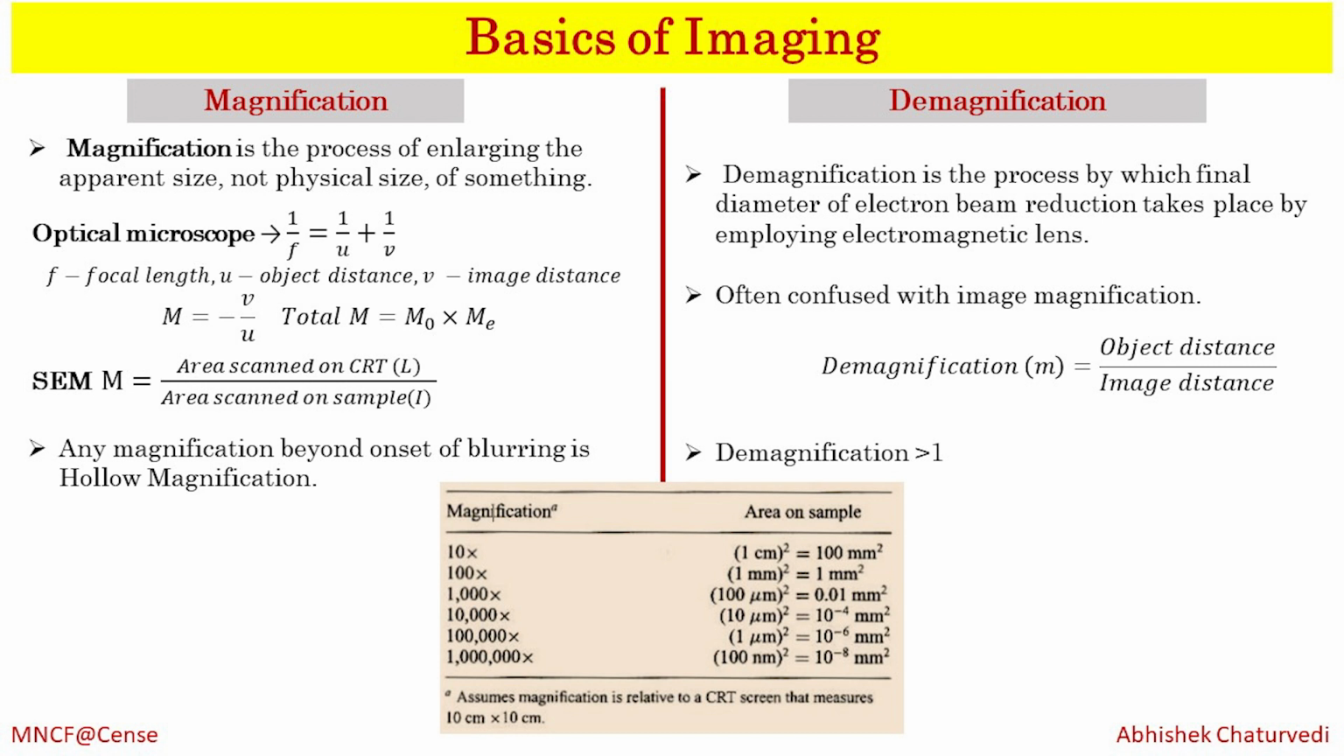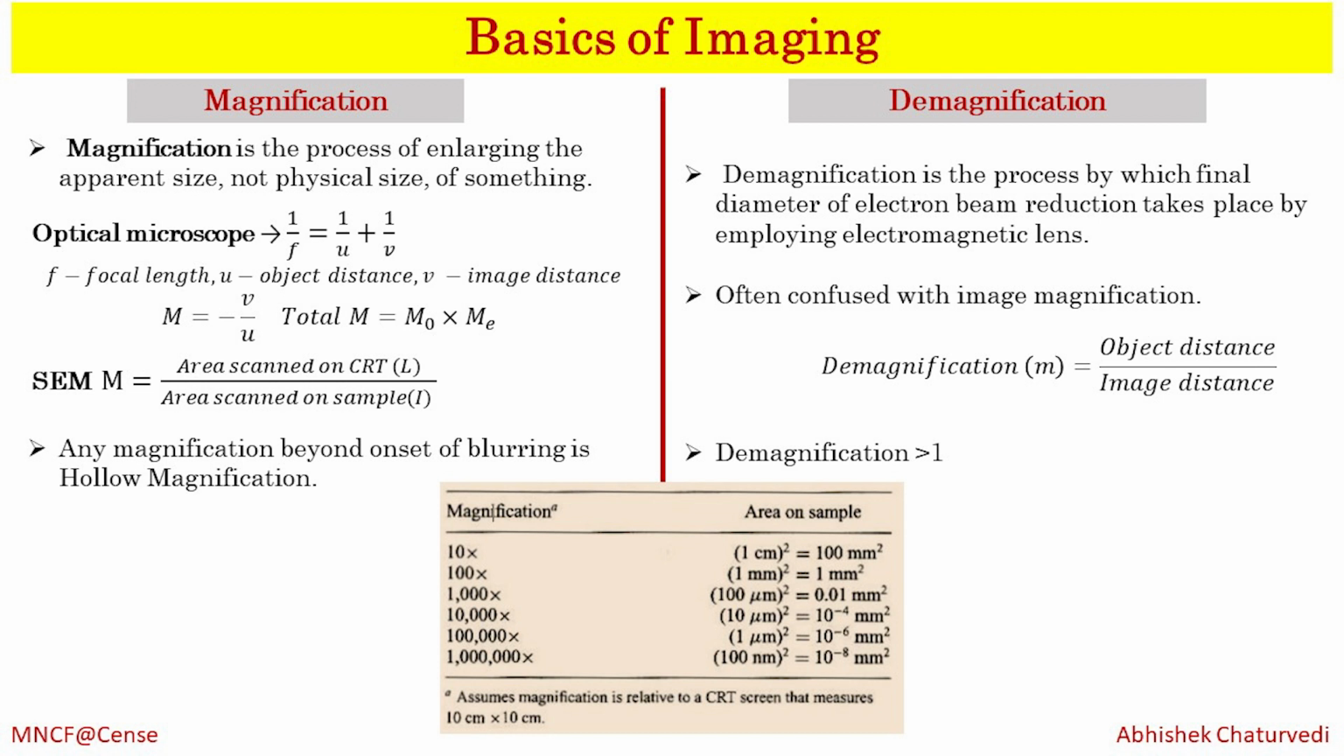At 1000x, the meaning is somewhere around 100 micrometer by 100 micrometer area you are scanning. Similarly, if you are taking an image at 1 lakh x, you are talking about a 1 micrometer by 1 micrometer area. So it is very important to note these things, because many a times we take them for granted, but these are very important for our purpose.